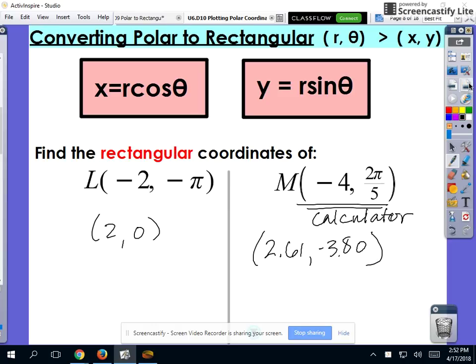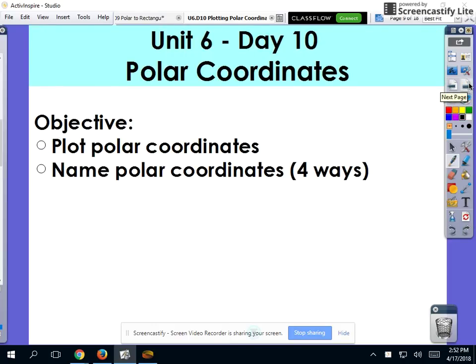All right, so the second objective for today is to plot coordinates on the polar axis, and then also to name polar coordinates in 4 different ways. We're going to continue this in the next video. So we will start up right with this.